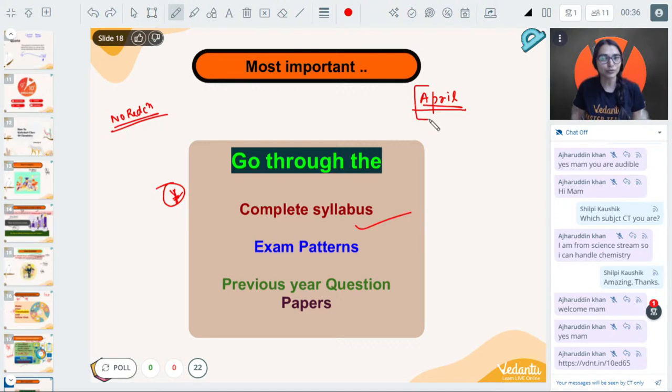So please do not waste your time. From April, start the hardcore revision. Chapter 1 should be started for all the subjects. Are we clear on this?